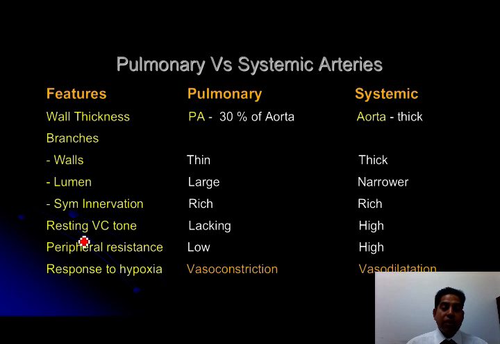The most important difference between these two circuits is the response to hypoxia. In the case of pulmonary circulation, hypoxia causes vasoconstriction. The reason for this, we shall look at when we talk about the ventilation perfusion ratio. Whereas in the systemic circulation, the response to hypoxia is vasodilatation.